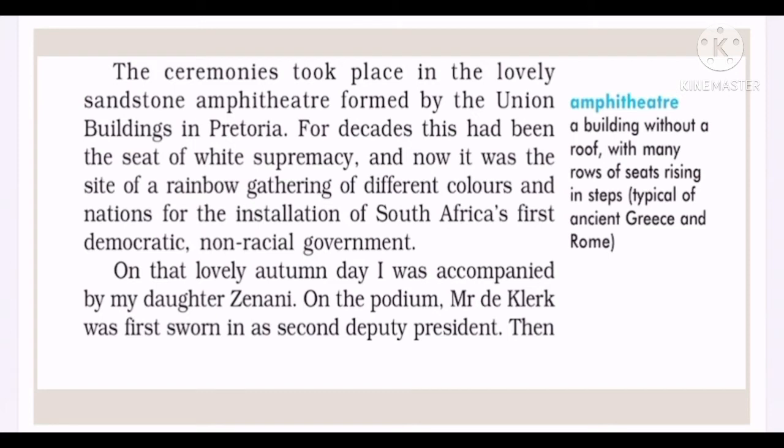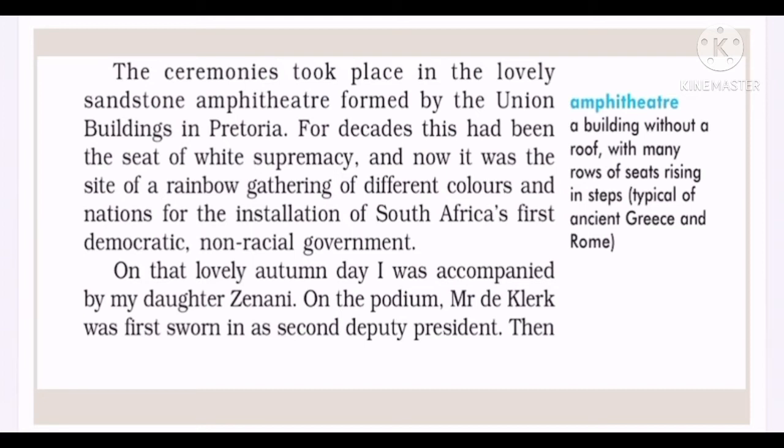"The ceremony took place in this lovely sandstone amphitheatre formed by the Union Buildings in Pretoria." Sandstone is a kind of stone of different colors. An amphitheatre is a building without a roof with many rows of seats rising in steps. Formed by the Union Buildings in Pretoria. Pretoria is the capital of South Africa.